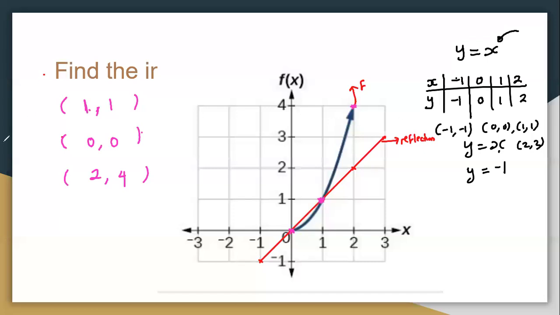Now, to obtain its inverse, what do we do? We have said any inverse is a reflection. What you do is interchange. This one comes this side, this one comes this side. So its inverse will be 1, 1. Meaning for this one, you plot 1 and 1. 1 and 1 is here. 0 and 0, still the inverse remains. 0 and 0 is here. For this one, you interchange. This one comes this side, this one comes this side. So you have 4 and 2. So here, I'll have my 4.